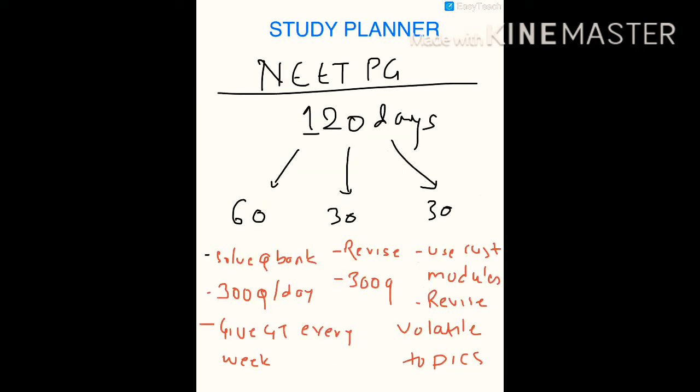So for the other category of students, NEET PG, assuming that the NEET PG will be conducted in the first week of January, we have 120 days, that is 4 months left for the exam. So what I want you to do is divide these 120 days into three parts. The first part is 60 days, the second 30, and the third 30. In these first 60 days, use the Q bank of Marrow and solve 300 MCQs per day.